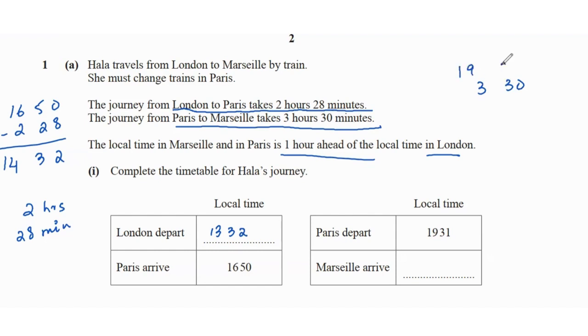So 19:31 plus 3 hours and 30 minutes is 22:61. Add 60 minutes over here because your minutes cannot be greater than 60. So it's going to be 23:01. And that is your answer. The reason why we're not reducing 1 hour from Marseille arrival time is because Marseille and Paris are in the same time zone. Whereas for London, it was 1 hour less compared to Paris and Marseille.